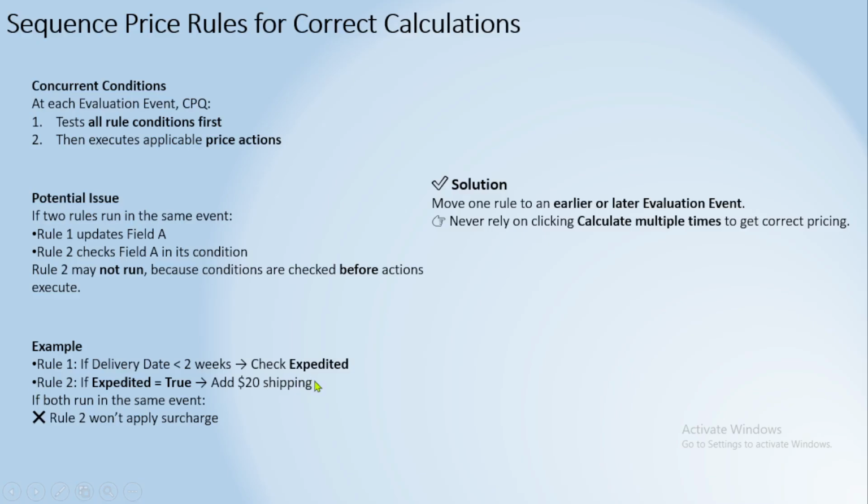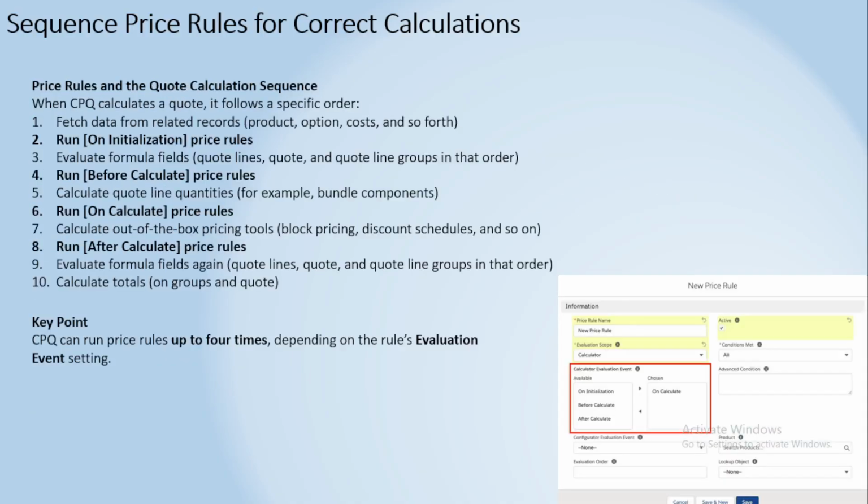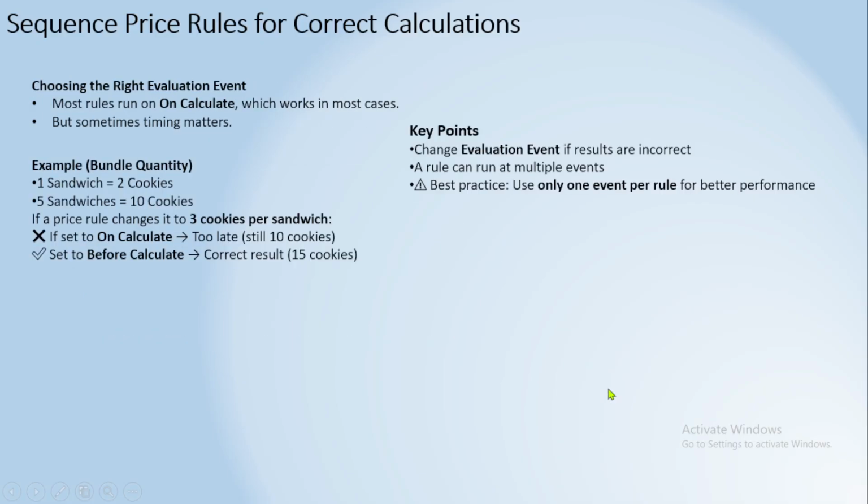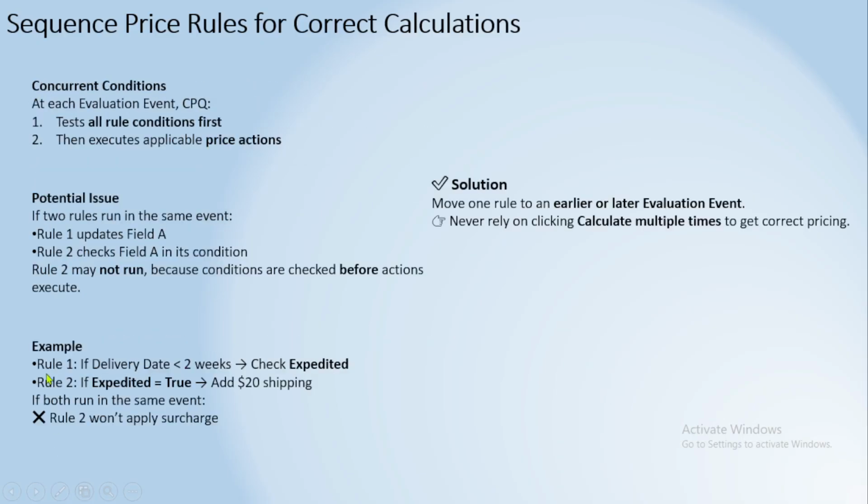So that's why we need to choose different evaluation events, correct? So this evaluation event should be different. I have already given you the example of why. And never rely on clicking calculate multiple times to get correct pricing. No.